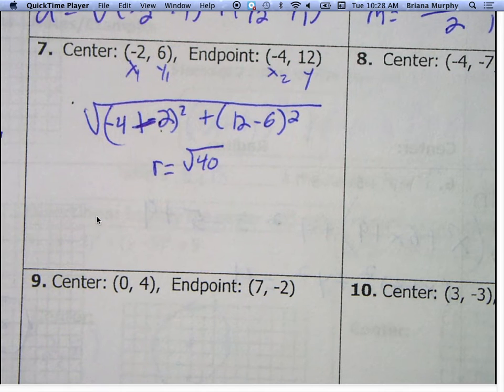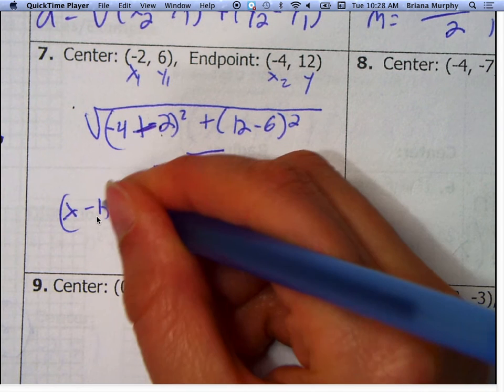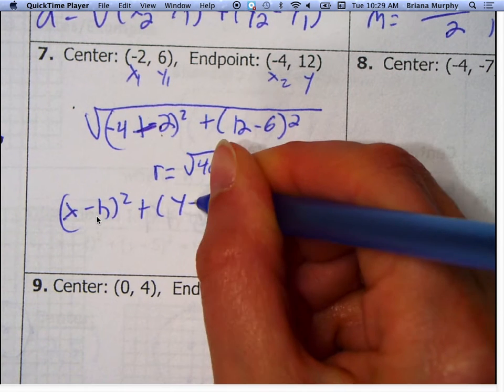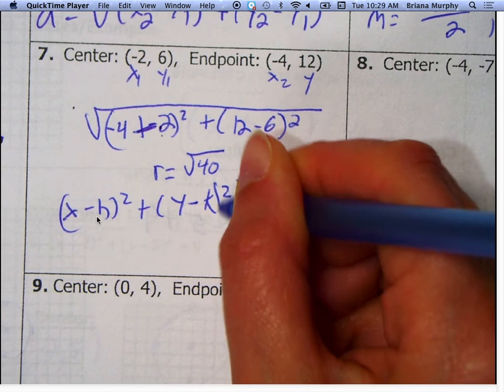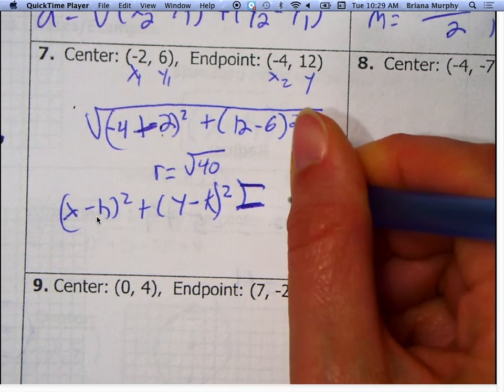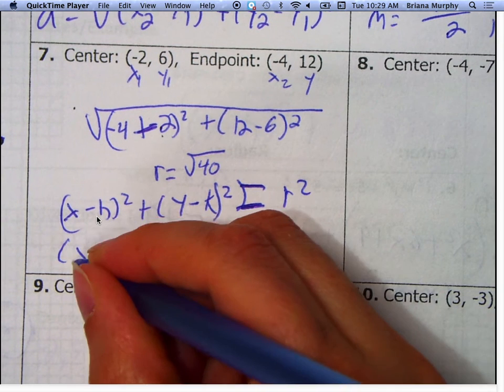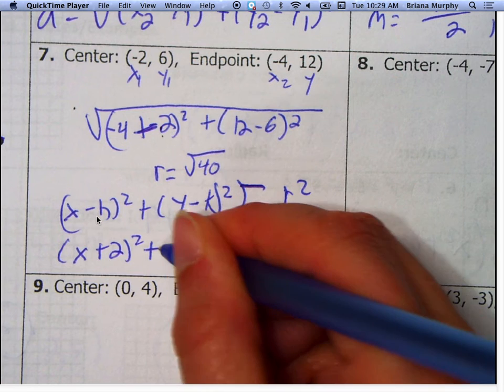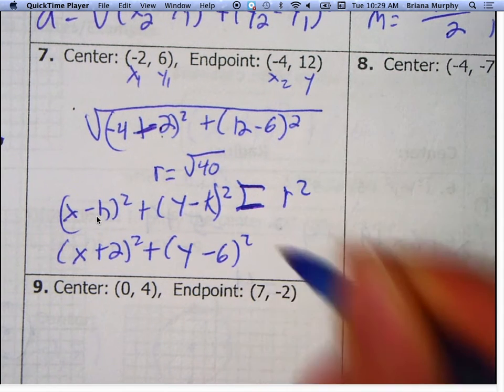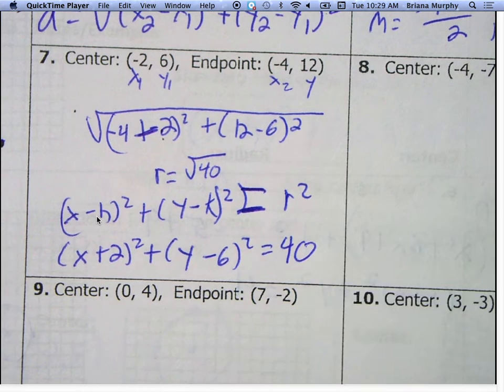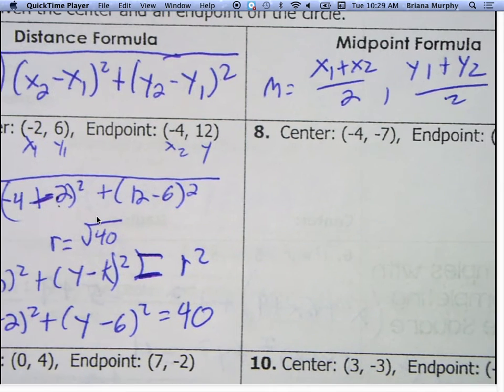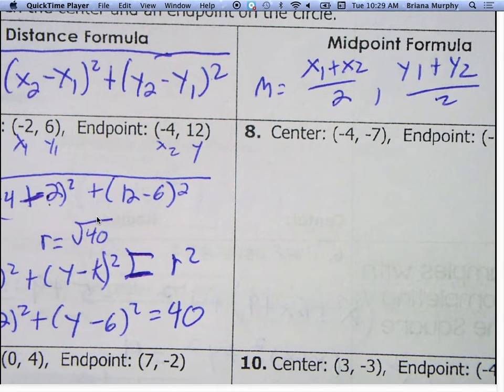Okay? Then I'm simply going to put this in my formula for circles, right? Which is x minus h squared plus y minus k squared equals r squared. So I'm going to put x plus 2 squared plus y minus 6 squared equals 40. And I'm done. And then I'm going to do one at the bottom where you're going to have to use both formulas. And then I'm going to be done.